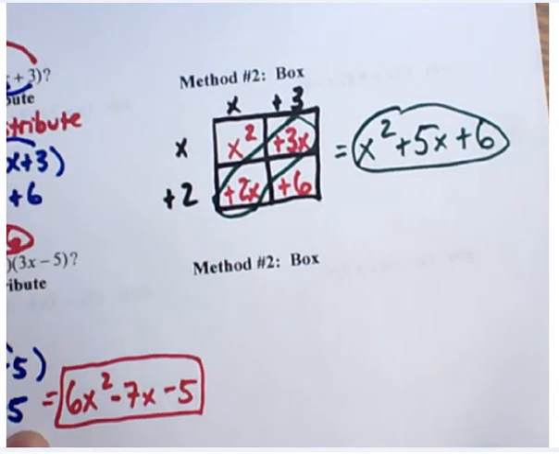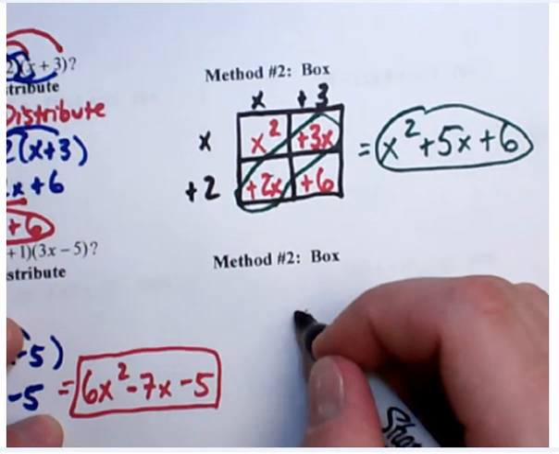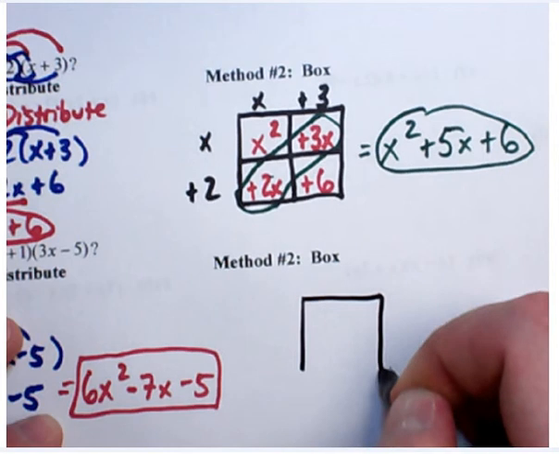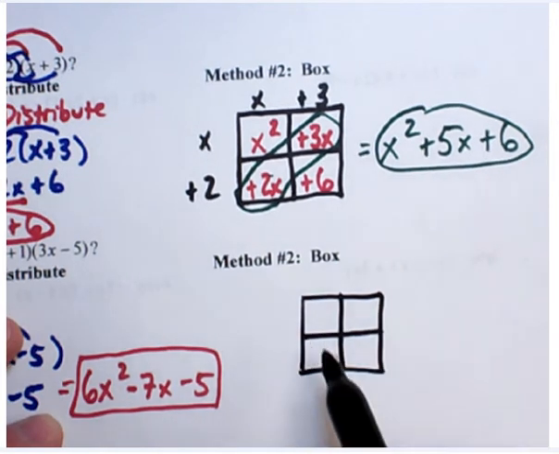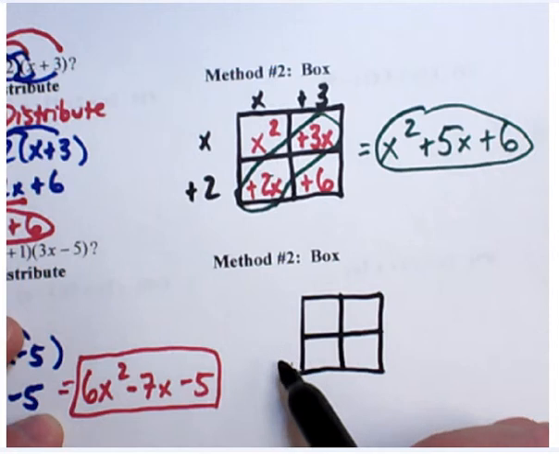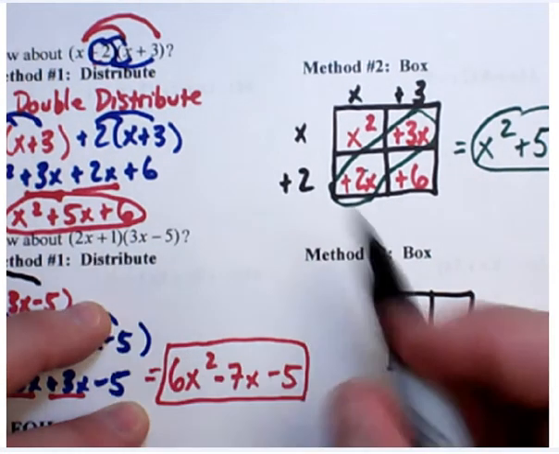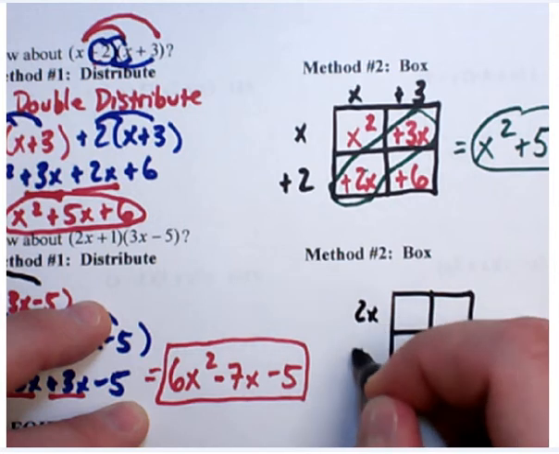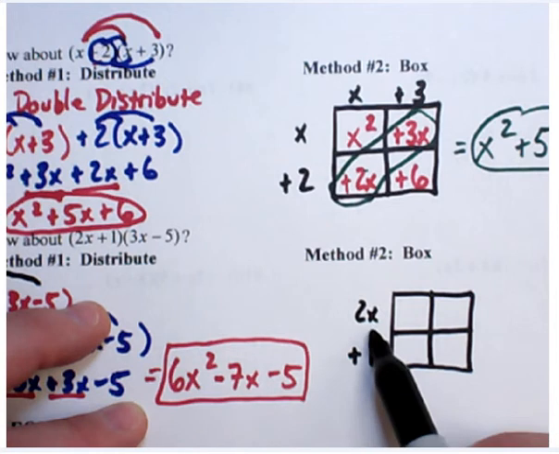Okay, let's try it for the second problem. So what am I going to do? I'm going to draw a box. And I'm going to label the outside of the box with my binomials. So the first binomial was 2x plus 1. So there's 2x plus 1. Notice that I put the plus term next to this constant. I'm not going to put it in between my numbers. I'm going to put it right next to it.